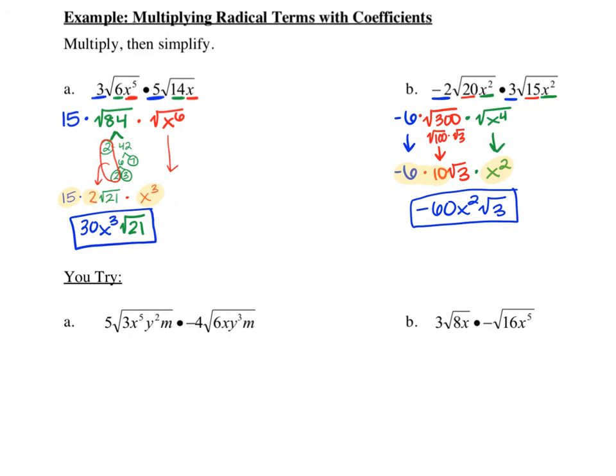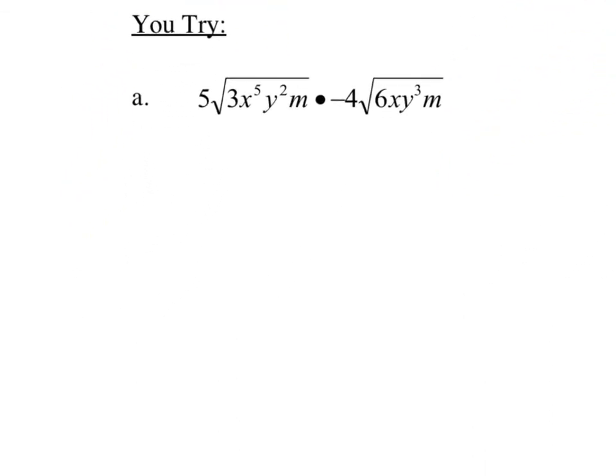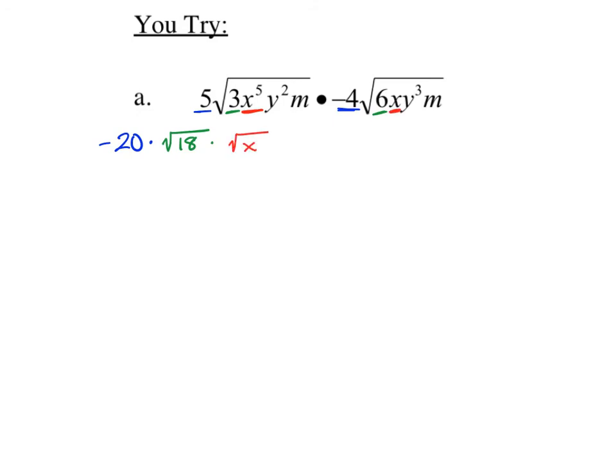Okay, so for letter A, we're going to multiply the whole numbers. So we have 5 times negative 4, that's negative 20. And then I'm going to multiply the whole numbers that are under the radical. So we have 3 times 6, that is going to be the square root of 18. Next I'm going to do the x's, so x to the 5th and x, add those exponents. So x to the 5th and just x is going to be x to the 6th.